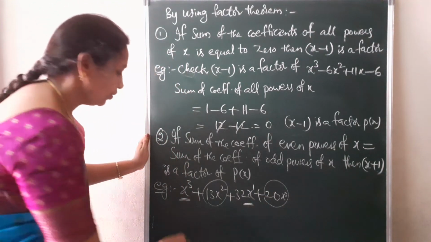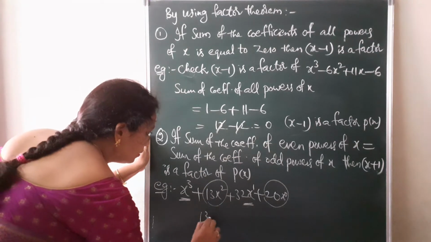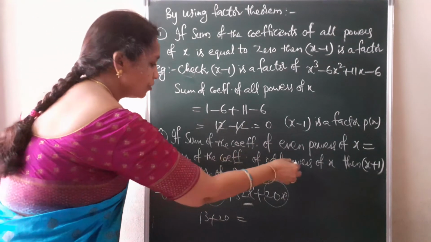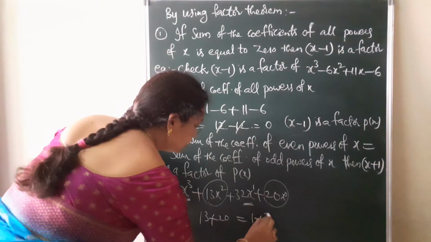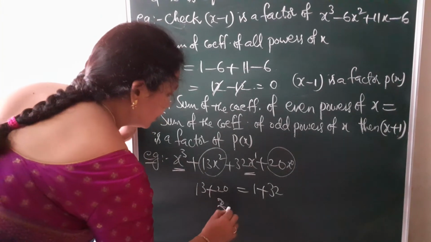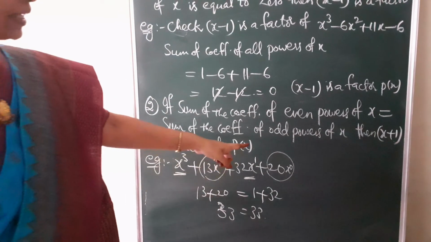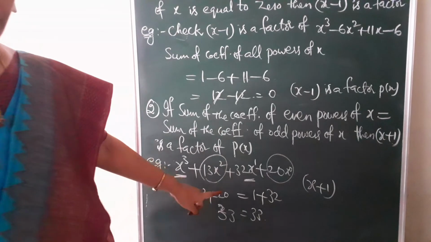Sum of the coefficients of even powers means 13 plus 20, which is equal to the sum of the coefficients of odd powers of x, meaning the coefficient of x cube, 1, plus 32. That is 33 equal to 33. So both are equal. Then we can say that x plus 1 is a factor of the given polynomial.